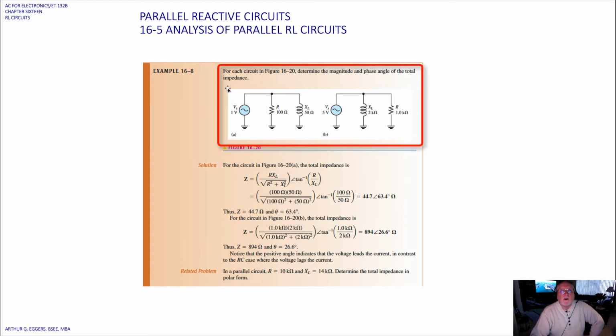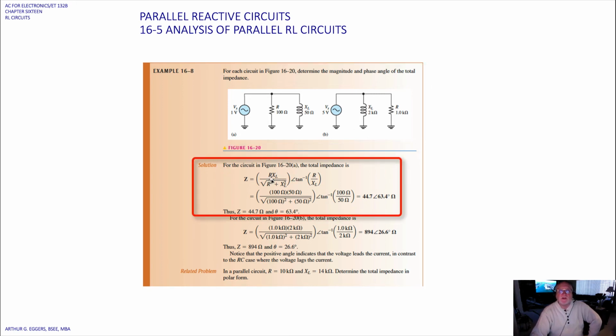So we've got two circuits here, A and B. Determine the magnitude and the phase angle of the total impedance. For the first circuit A, the total impedance is, again, product over the sum at an angle of the inverse tangent of, this time, R over X sub L. We take the product, we take the Pythagorean sum, or the vector sum here, at an angle of 100 over 50 inverse tangent, and we get a value of 44.7 at 63.4 degrees ohms.